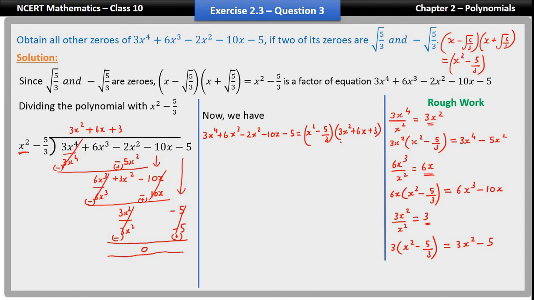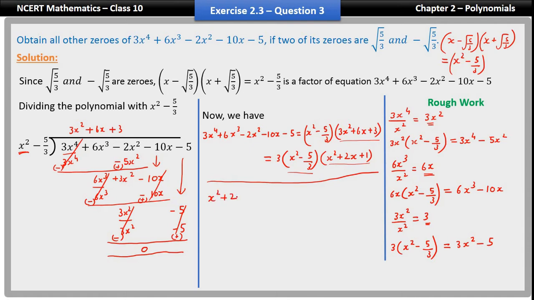Let me take 3 common from this term. So that is nothing but 3 into x square minus 5 by 3. And if I take 3 common from here, you get x square plus 2x plus 1. Now we know that for this term the roots are root 5 by 3 and minus root 5 by 3. We need to find the zeros for this term, x square plus 2x plus 1.